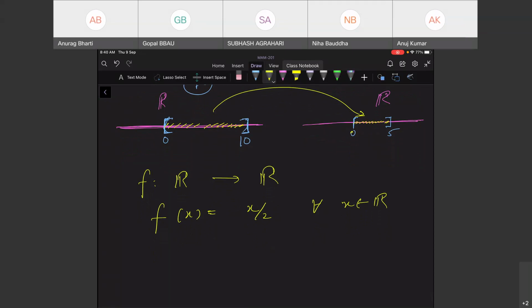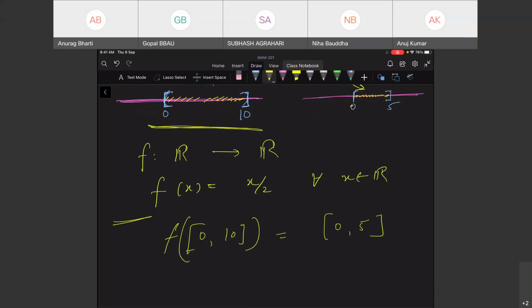First you have to show that this map f is a homeomorphism. It is easy to see this is a homeomorphism. How will this f act on [0, 10]? What is the image of [0, 10]? This is clearly [0, 5]. Does everyone agree with this?